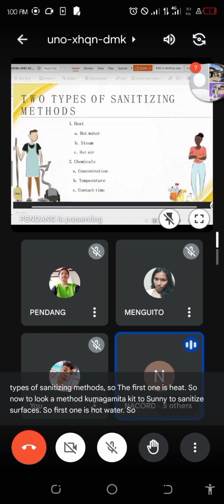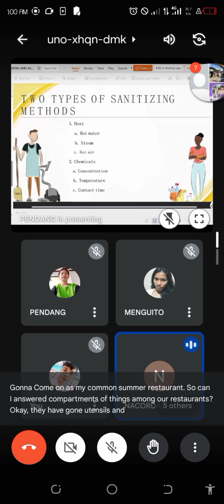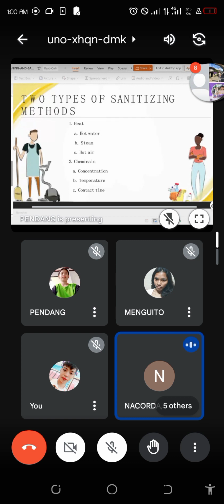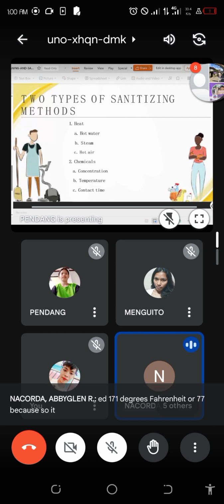Using hot water is commonly done in restaurants. The third compartment of the sink in restaurants is where utensils and other items are sanitized. The temperature of the hot water should be a minimum of 171 degrees Fahrenheit or 77 degrees Celsius. It will kill the bacteria to ensure that it is really clean.